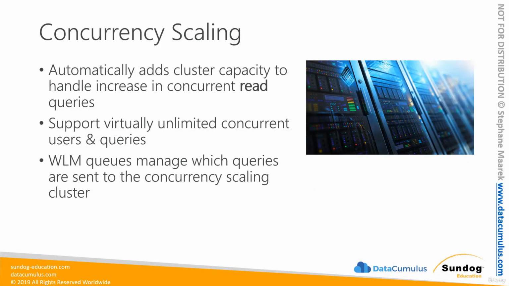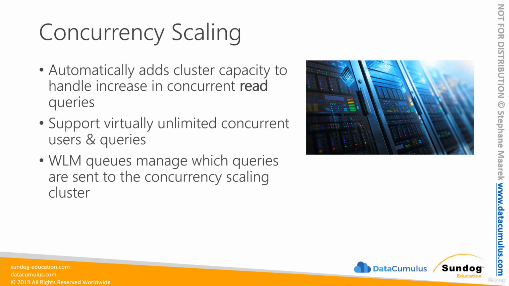The topic of scaling and tuning your Redshift cluster comes up a lot in the exam as well. One feature you need to know about is called concurrency scaling. This feature allows you to automatically add cluster capacity to handle sudden increases in concurrent read queries. So if you have very bursty access to your Redshift cluster where you have these sudden floods of read queries that come in from outside, concurrency scaling can automatically scale up your cluster to handle it. It can support virtually unlimited concurrent users and queries this way. It just keeps on adding more and more capacity as needed as your read queries increase in volume.